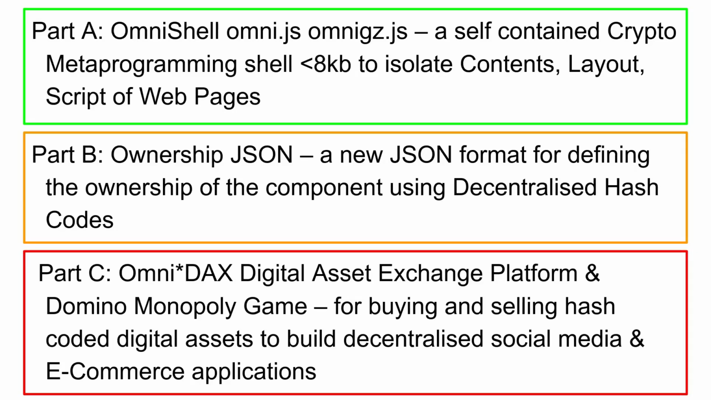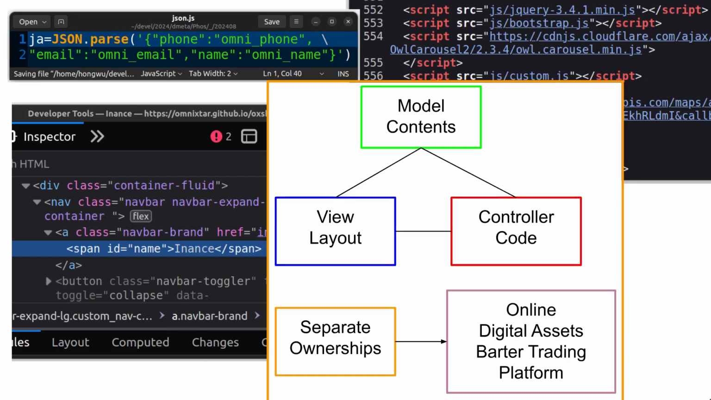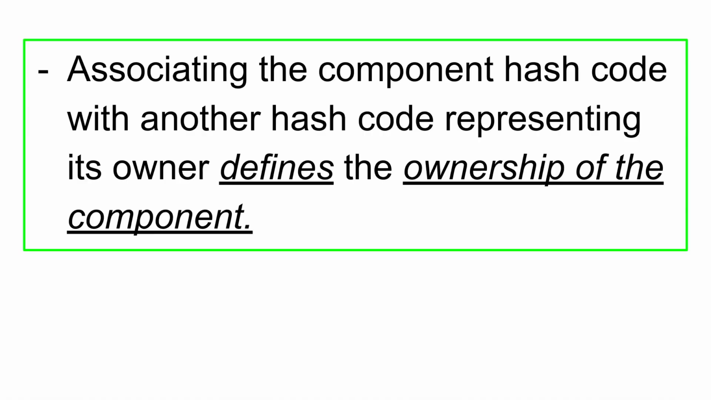So far we have demonstrated and explained the three components of an HTML element, namely contents, layout and script. In this section, we shall explain how each component generates its own hash code, often abbreviated as simply hash, and how each component hash can be associated with another hash code representing its owner, thereby defining the ownership of the component.